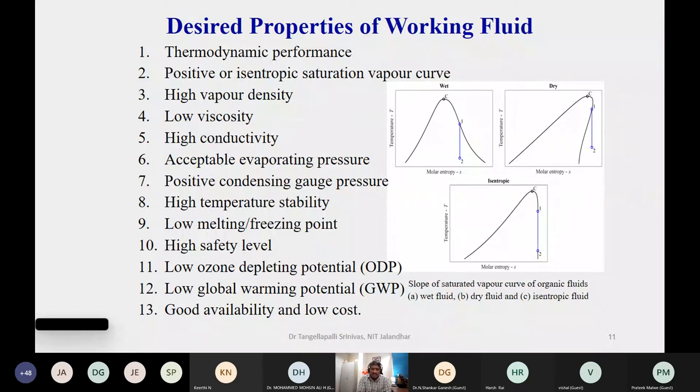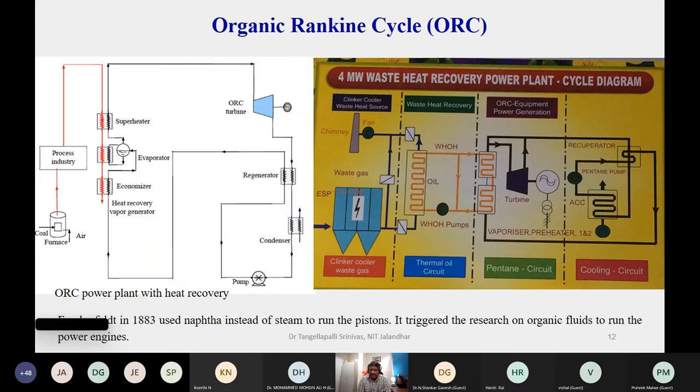Low cost is something we still have to work on: finding new low-cost fluids by using mixed assets. Currently, the cost of the working fluids used in ORC is higher compared to water. Of course, water is cheap.